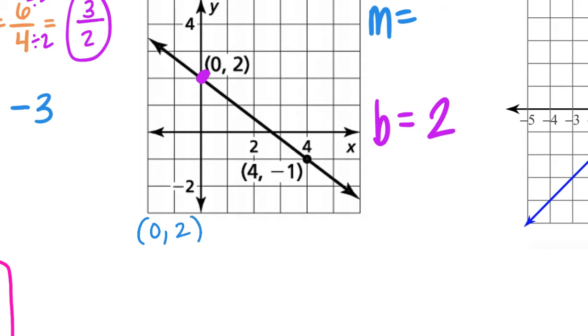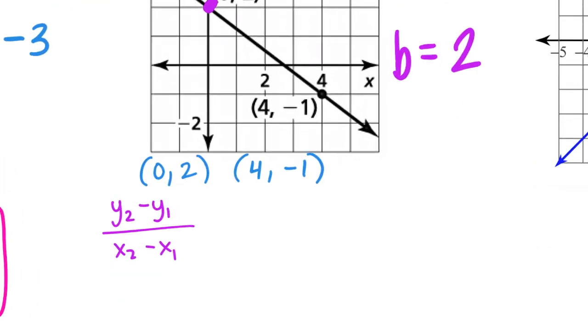I'm going to write them right next to each other. And you can use the slope formula. Some people prefer to do it this way, y2 minus y1 over x2 minus x1. So you could just use the slope formula to find your slope if you want to. Let's do it that way.